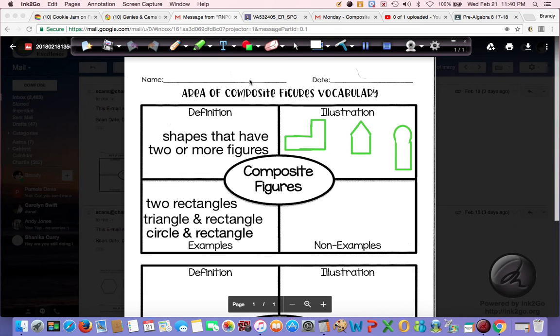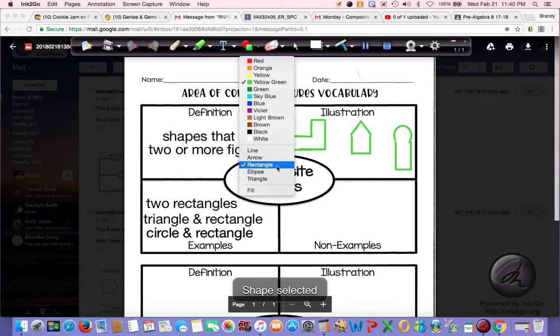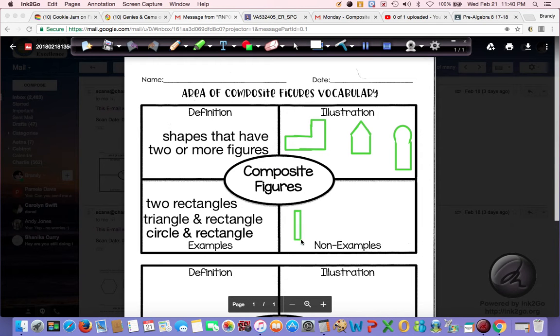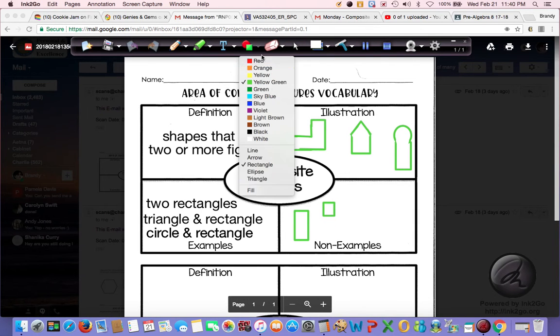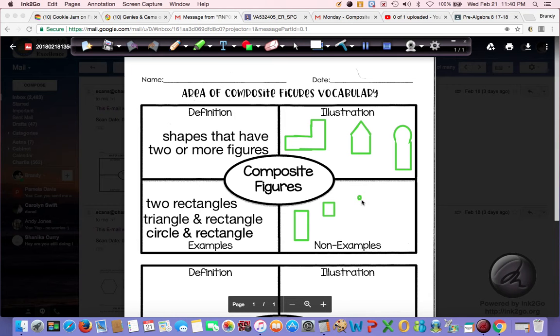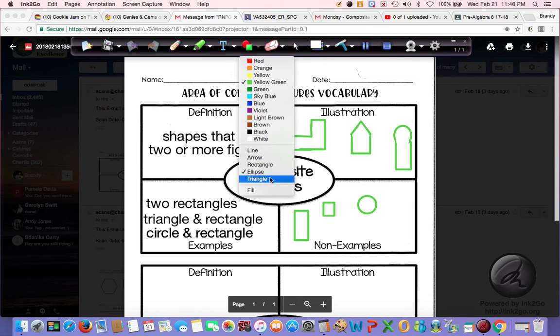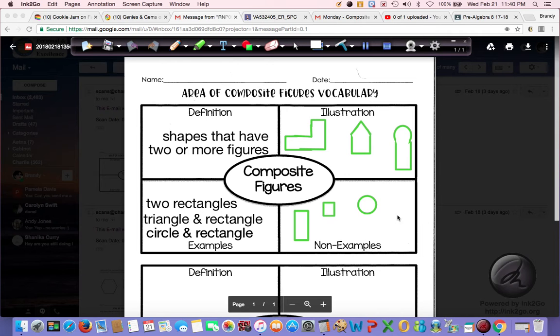Non-examples, so things that are not composite figures, are going to be your basic shapes. Your rectangles, you could have a square, you could have a circle, you could have a triangle. Any basic shape, and that includes parallelograms and trapezoids. And yep, they can be upside down, it doesn't matter.